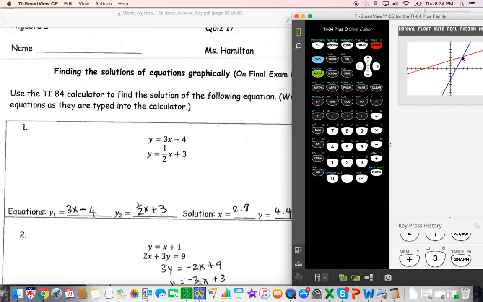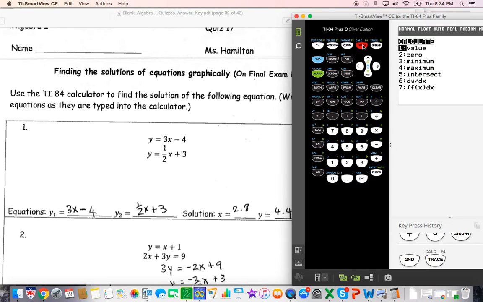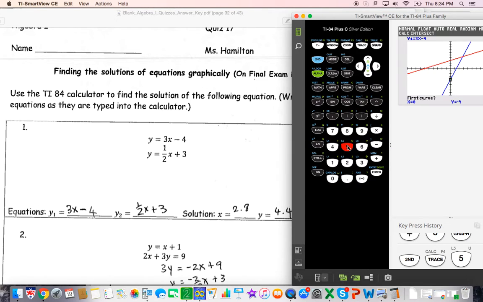So now the point at which both of those lines meet is called the solution of our equation. In order to figure out what that point is, we go to second calc, which is trace, so second trace. And then we want to find the intersection, so we can either scroll down to 5 or just press 5. So scroll down to 5 and press enter. When it says first curve, go ahead and press enter. Then it goes to the second curve, just go ahead and press enter.